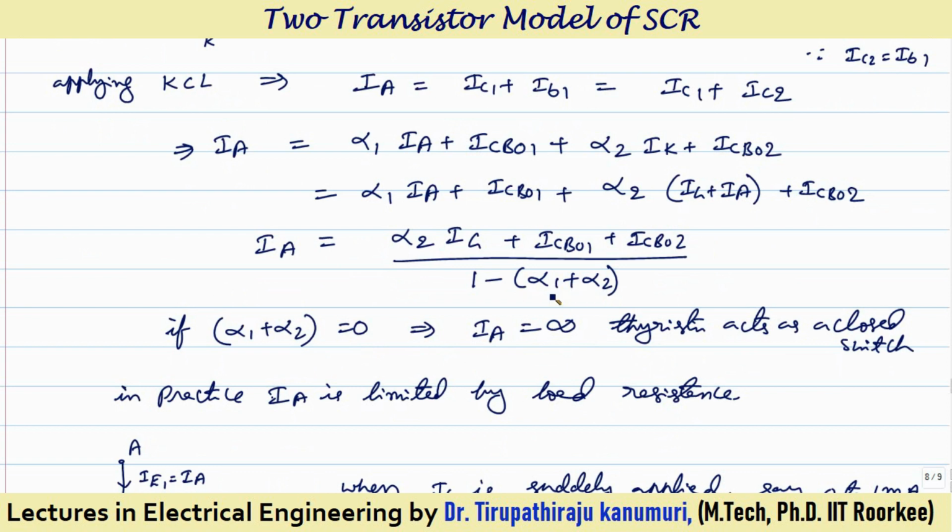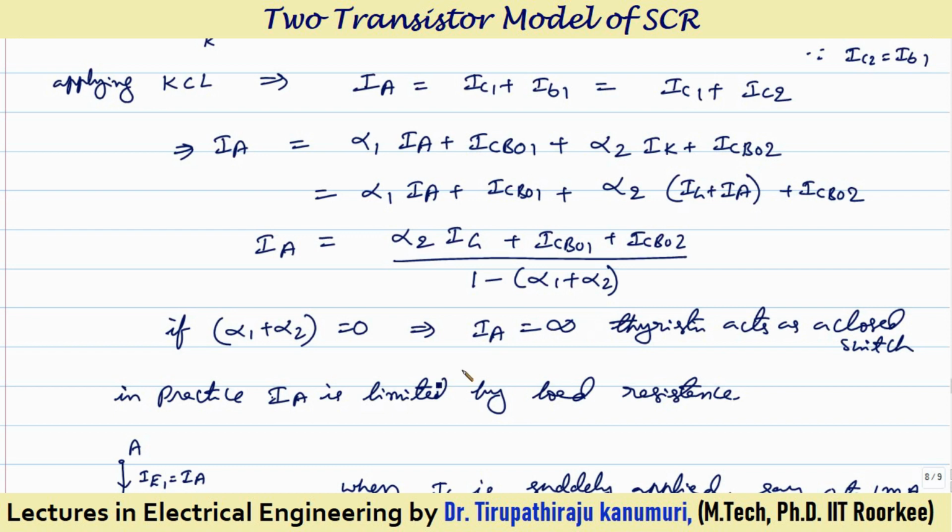So if we can make the sum of alpha 1 plus alpha 2 equal to 1, in that case 1 minus 1 is equal to 0. That means IA will approach infinity. Then the thyristor will act as a closed switch. Thyristor will act as a closed switch. So you will get IA equal to infinity, the SCR will burn.